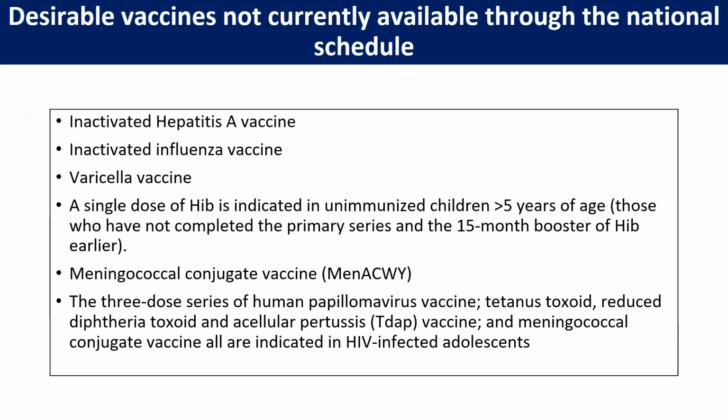So there are other vaccines which are available in the private setup. There may be some queries to you, so you need to know about this. Inactivated hepatitis A vaccine and inactivated influenza vaccine can be considered in some situations. Varicella is a live vaccine. If the child is asymptomatic and not immunocompromised, it can be given. A single dose is indicated in unimmunized children aged more than 5 years. And meningococcal vaccine, when there is an endemic or epidemic, you can give. And now there is a human papilloma virus vaccine. This is advised in adolescents. Now probably this is going to be introduced in the national immunization schedule.